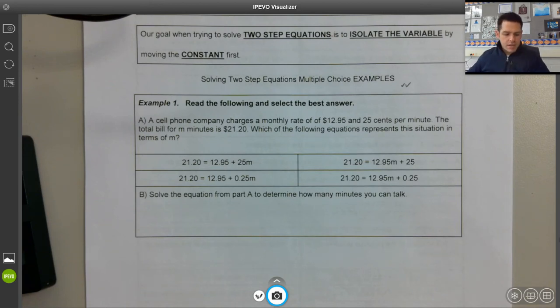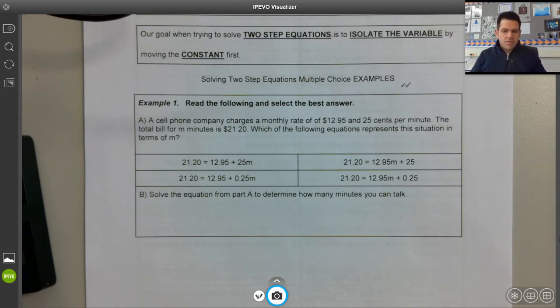More two-step equation word problems in Algebra 1. We have a cell phone company that charges a monthly rate of $12.95 and 25 cents per minute. The total bill for M minutes is $21.20. Which of the following equations represents this situation? So we do have a multiple choice scenario here.